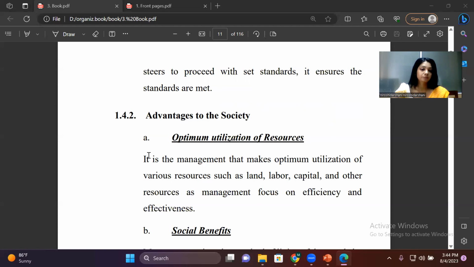So that's important. And advantages to the society. Now, we were talking earlier about advantages to the organization. Now we are going to talk about the advantages to the society.